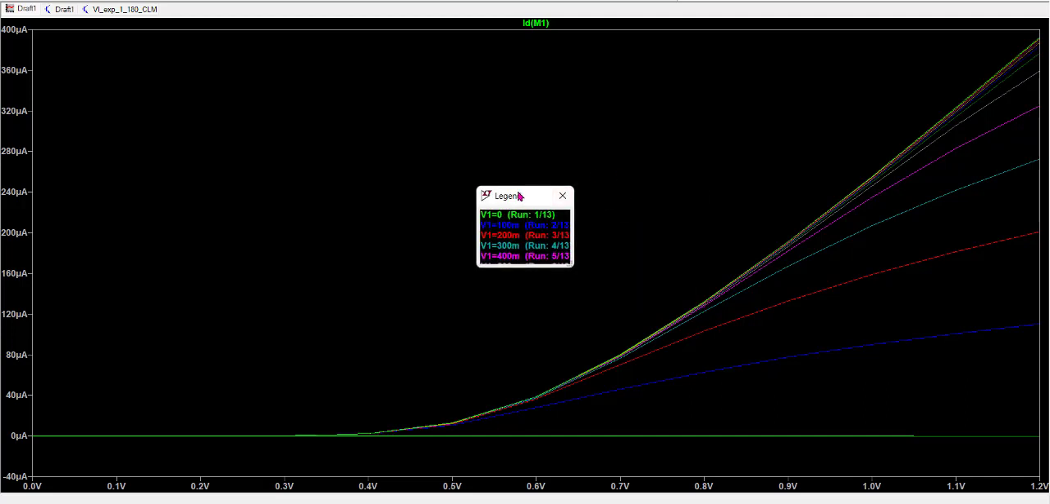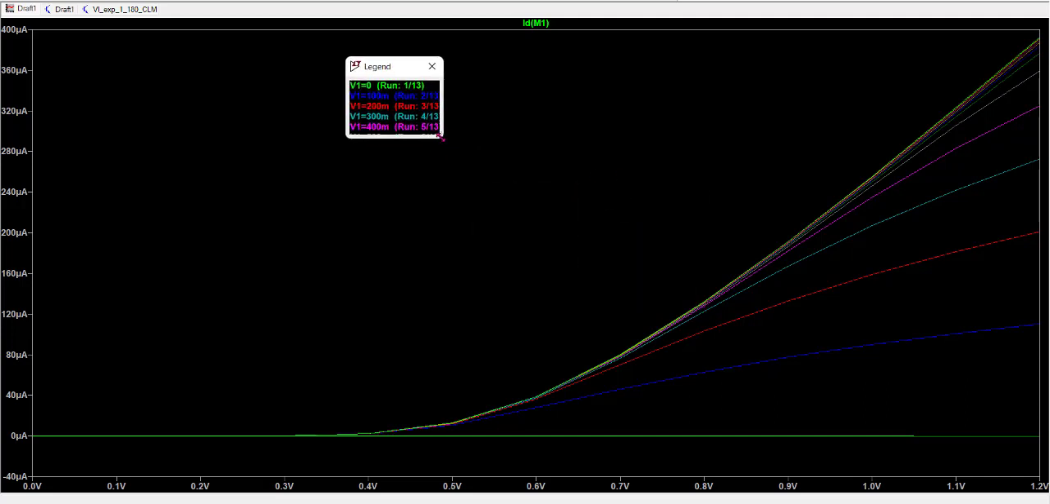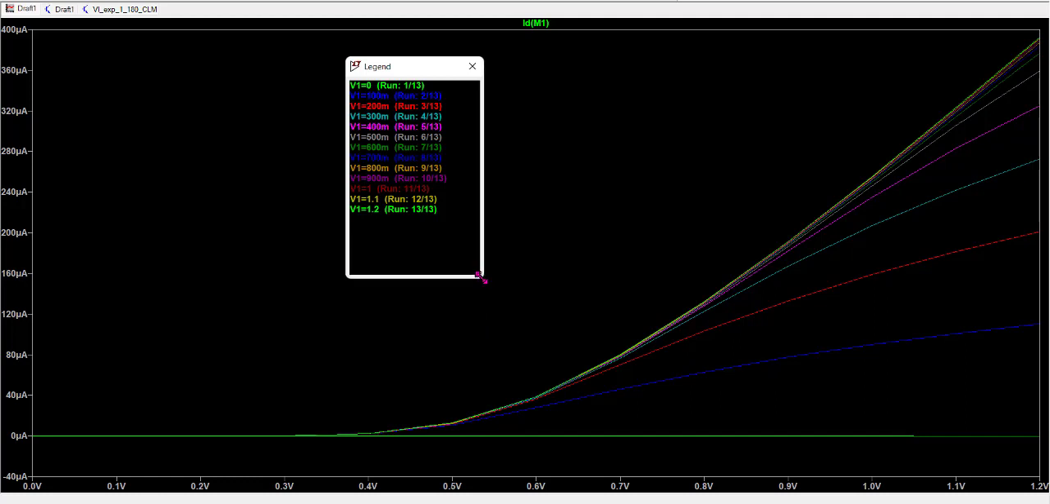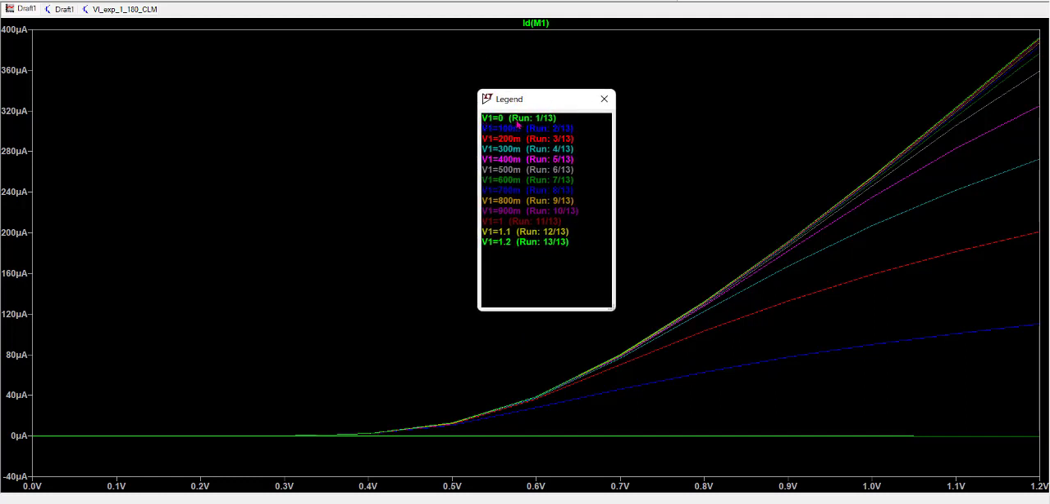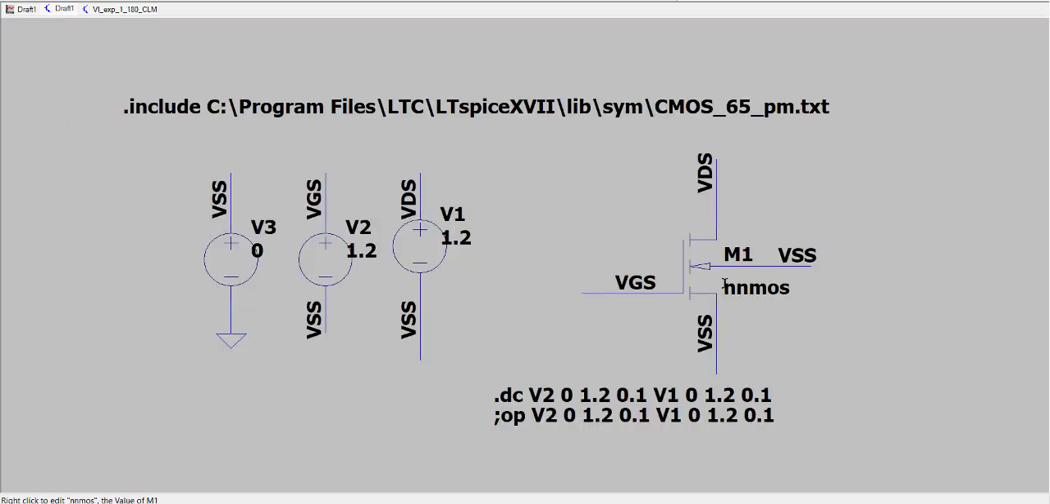See legend. So basically it has run for different values of V1. Okay, I hope you can see. So V1 was nothing but VDS. So what is happening? I have taken a MOSFET.